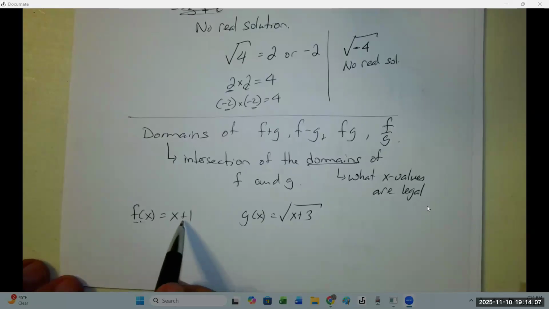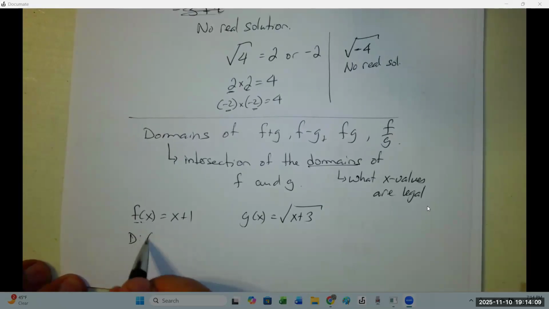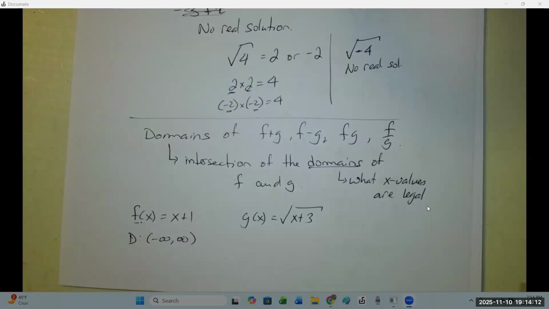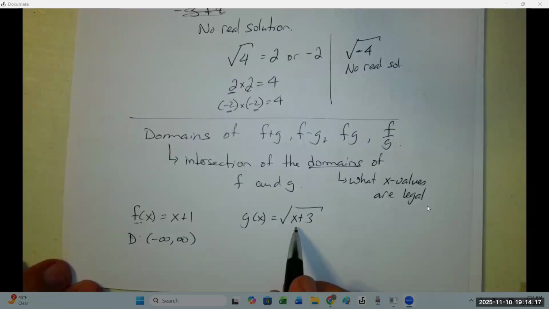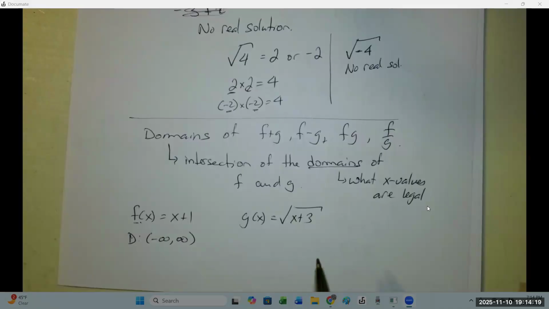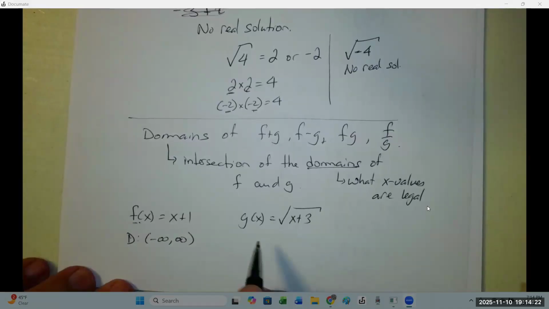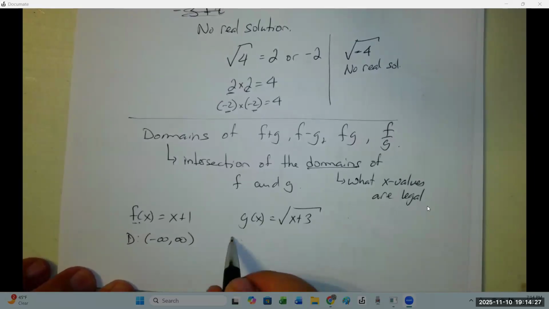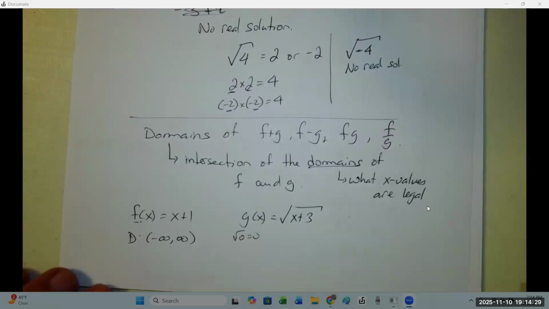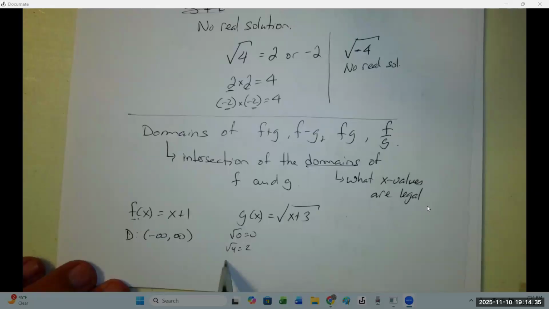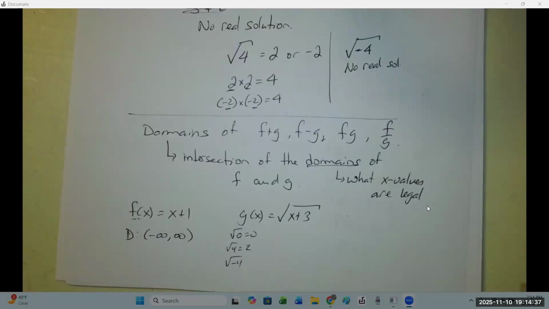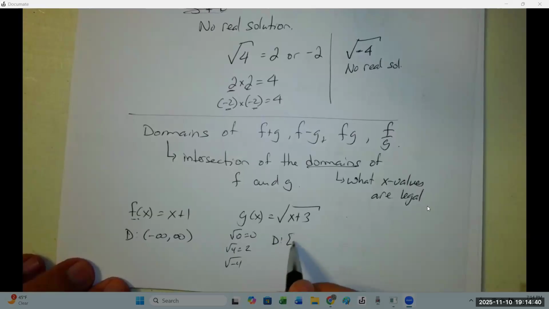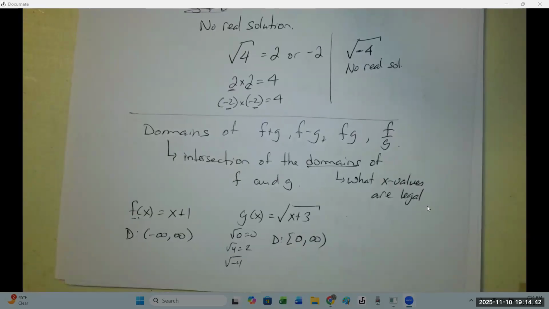So in this one, it's a linear equation, so the domain is from negative infinity to positive infinity. The domain of this one, well, the rule about square roots: you can take the square root of 0, which is 0, and the square root of a positive number is an answer, but you cannot have a negative number in there. So the domain is from 0 to infinity.